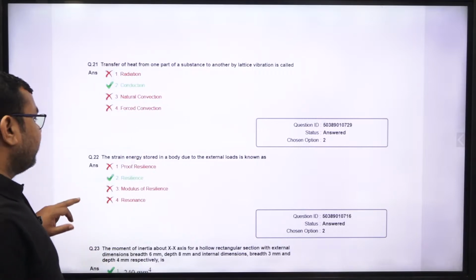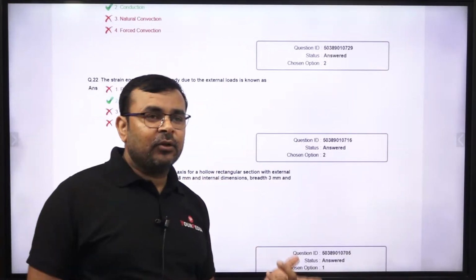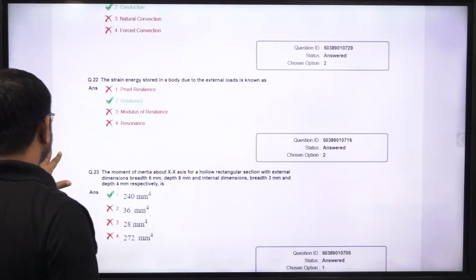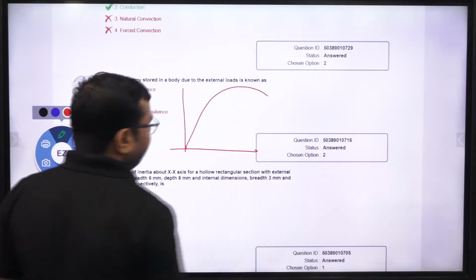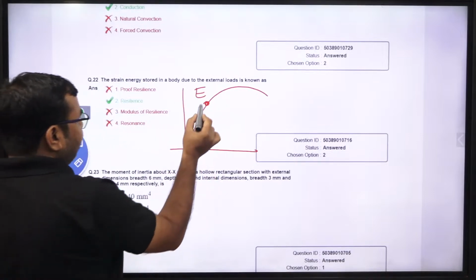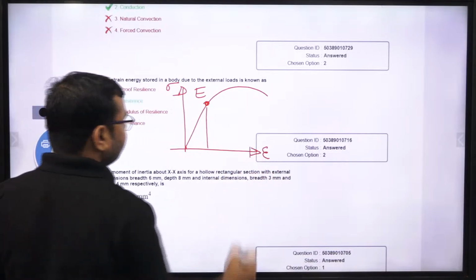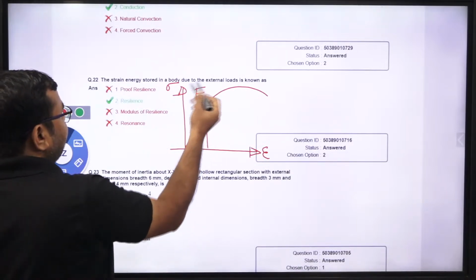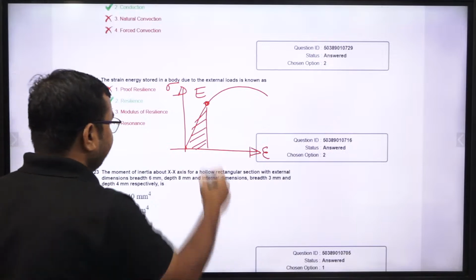The strain energy stored in the body due to the external load is known as. So strain energy stored in the body is known as resilience, or simply we can say strain energy. And what about proof resilience? If I draw a stress versus strain diagram like this, and this is the elastic limit, then whatever energy is stored within the elastic limit when the body is subjected to an external load is called resilience.